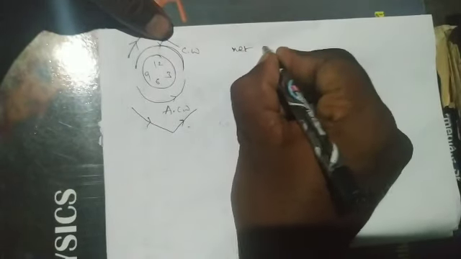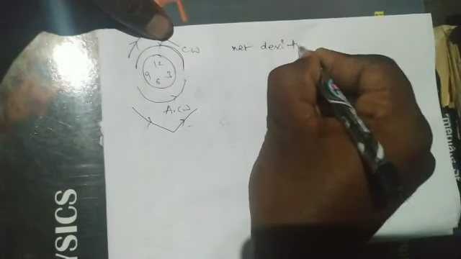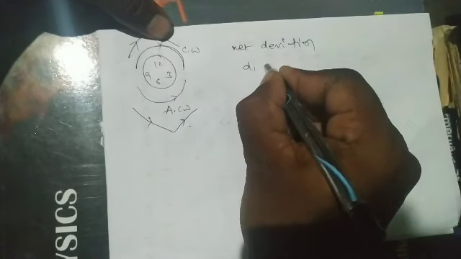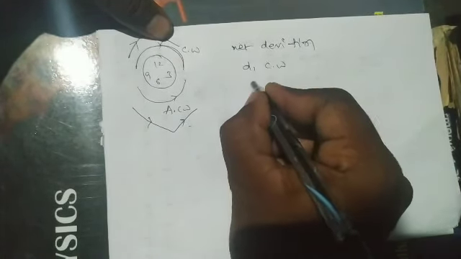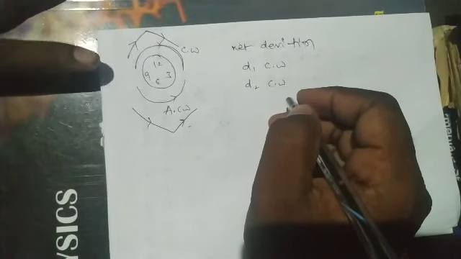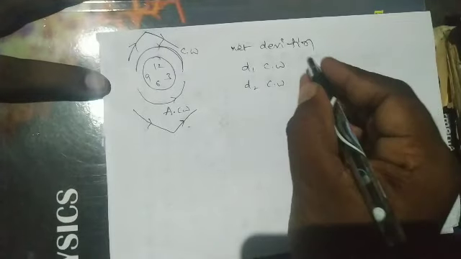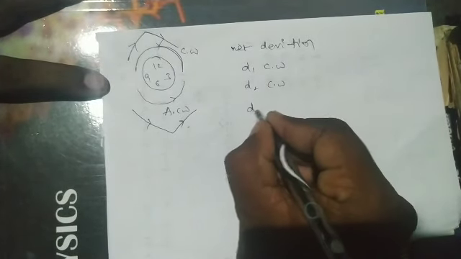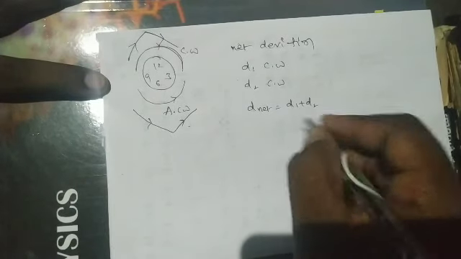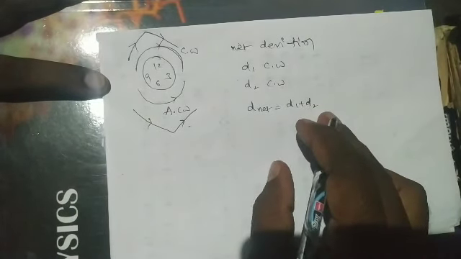Now you have to find out the net deviation. For example, D1 is clockwise, D2 is also clockwise. What do we have to do? The net deviation is added. That means D net is equal to D1 plus D2.